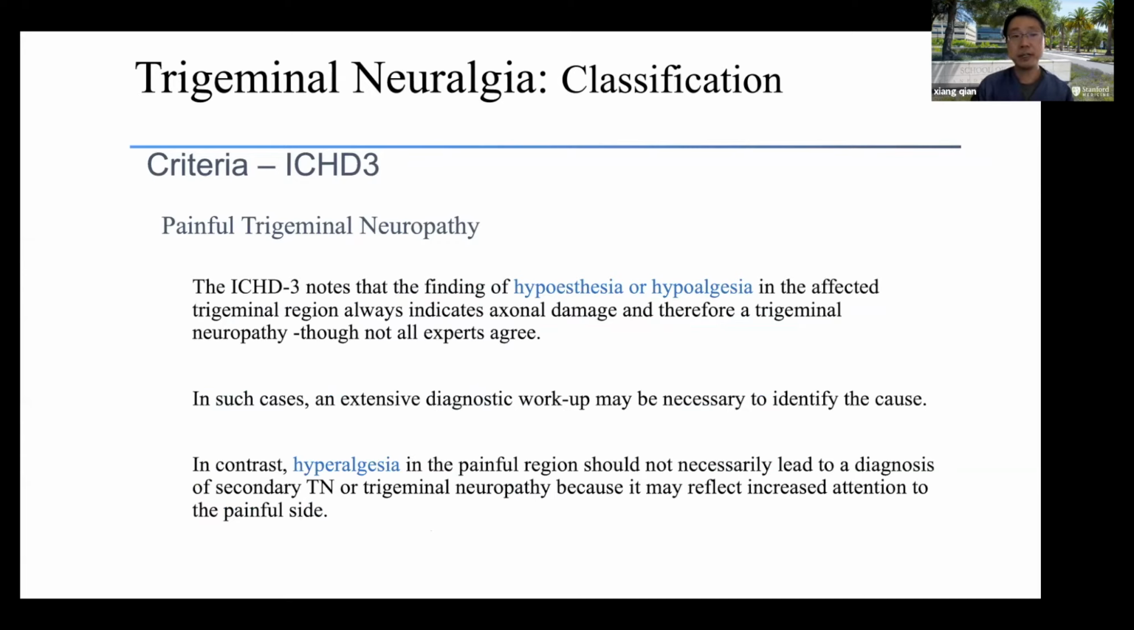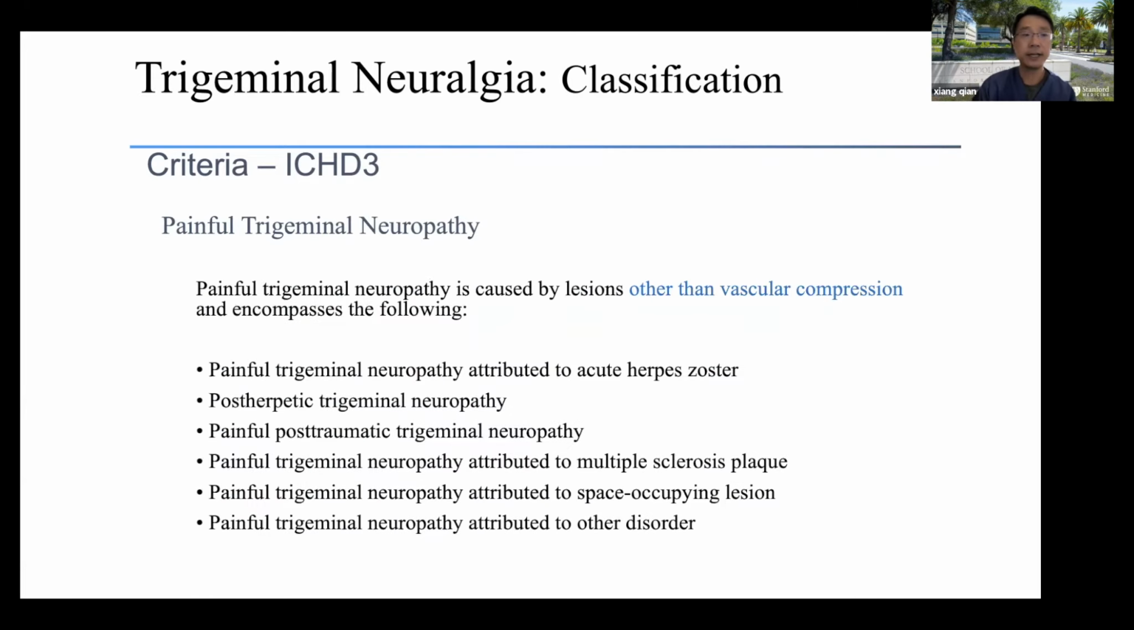When you do examinations on painful trigeminal neuropathy, oftentimes you will find that the corresponding dermatomes are less sensitive to touch or to pinprick. If it's hyperalgesic, meaning they're more sensitive to painful stimuli, that's usually non-specific, and we take that with a grain of salt. So again, painful trigeminal neuropathy is the one caused by lesions that you can identify, other than vascular compression. In your practice, most of the time you would probably see patients who have had multiple sinus surgeries or trauma to the face, and then they started to develop this neuropathy.